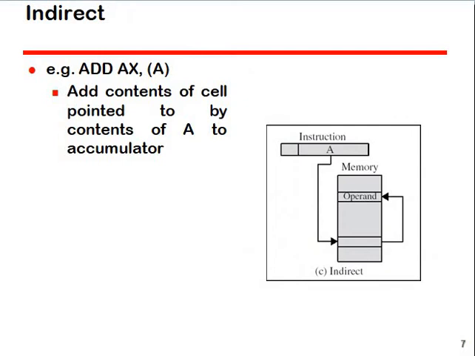The fourth type is the indirect addressing mode. An example for indirect addressing mode is ADD AX, A. It means that the value inside the accumulator is loaded into the AX register. So the transmission takes place in an indirect manner. That is why this is called indirect addressing mode.